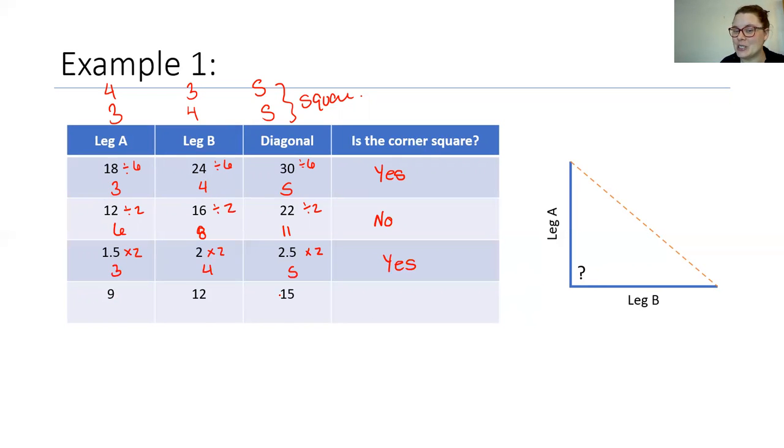And then we have 9, 12, and 15. Let's divide by 3. And we get a 3, 4, and 5. So yes, that would be a square corner. So you'll see any of those combinations that give you the 3, 4, 5 ratio means you have a right angle, which means you're going to have a square corner there.